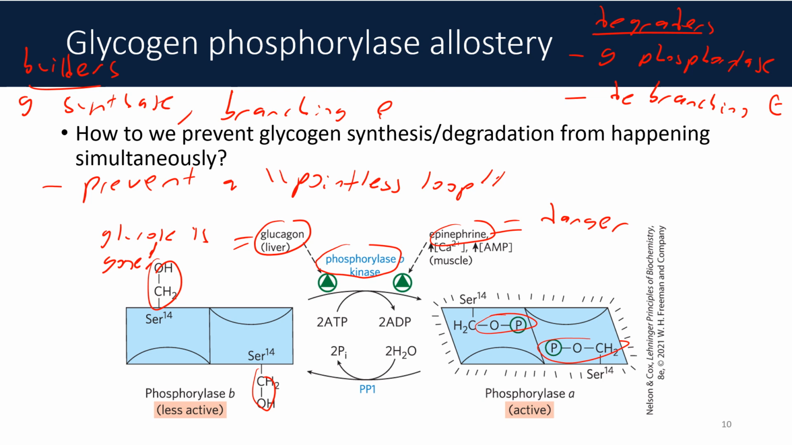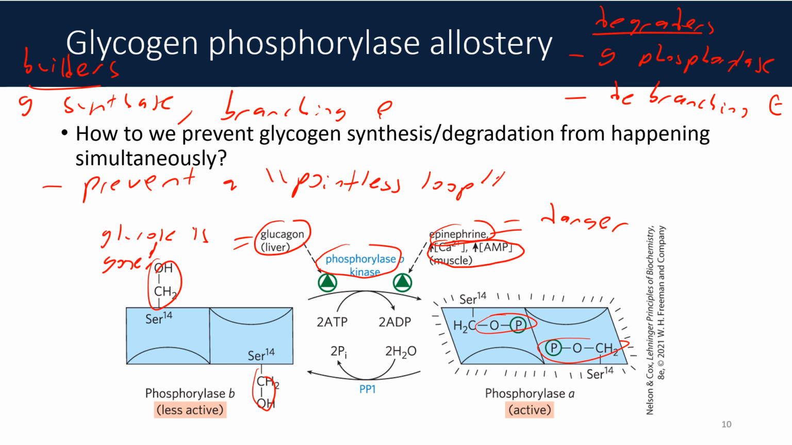I will also mention that unique to muscle, calcium ions and AMP also activate glycogen phosphorylase. And that is because both of these entities are rapidly accumulating in actively respiring and contracting muscle tissue.